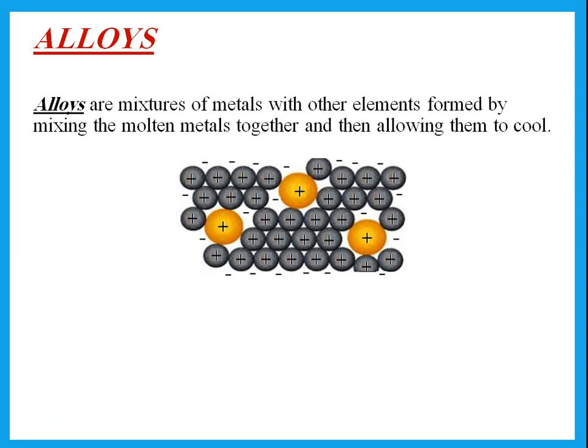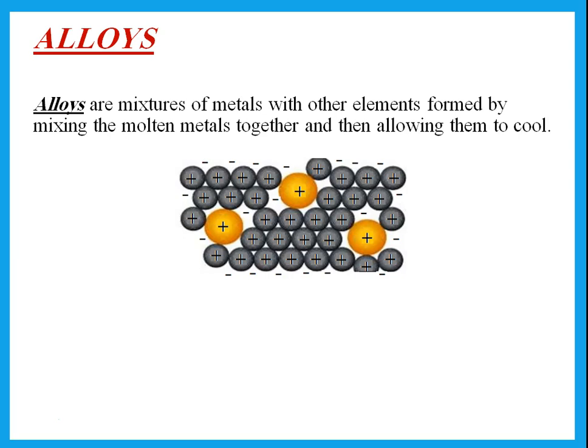Alloys are formed by mixing the molten metals together and then allowing them to cool. So I have molten iron and nickel and chromium and whatever. I heat them until they melt and then allow them to cool. If you remember, any metal has regular rows of positive ions. All of these are positive ions, and they are surrounded by delocalized electrons. This is a normal metal.